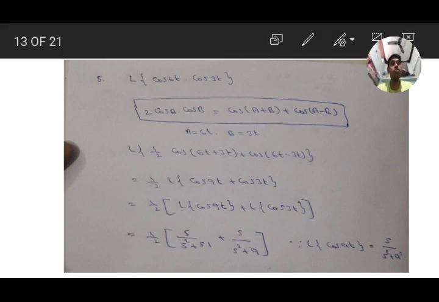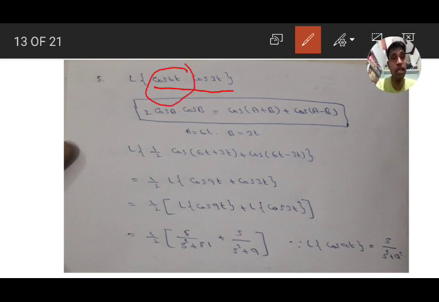Find the Laplace transform of cos 6t into cos 3t. Here also we don't have a direct formula for the multiplication of two trigonometric functions. We have formulas for cos 6t and cos 3t separately, but we don't have it for the product. So first we use a trigonometric identity and simplify, then the linearity property, and next the standard formula.